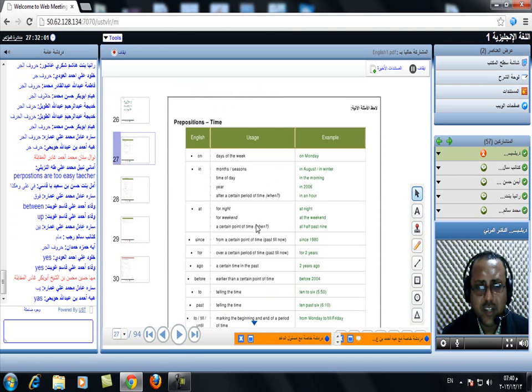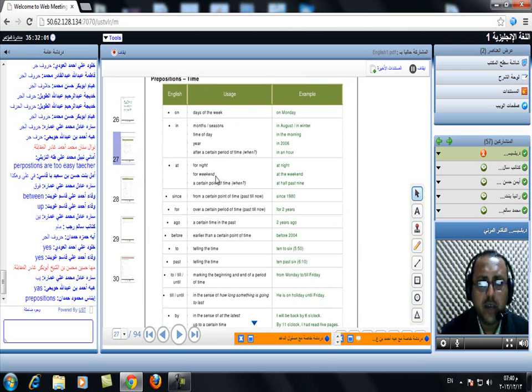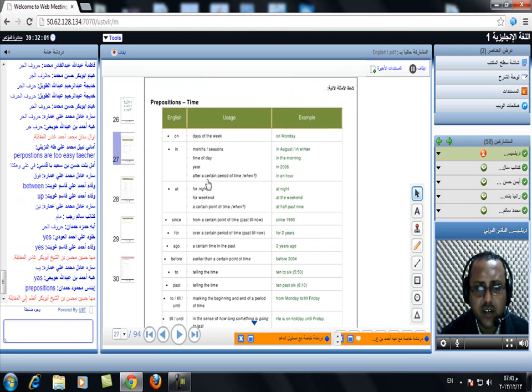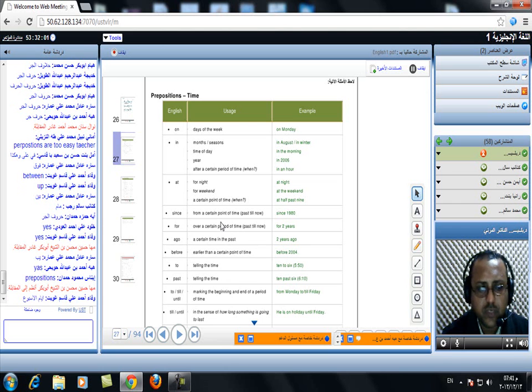Now prepositions. What about the usage? How can we use these prepositions? استخدام حروف الجر. خلوكم معي هنا. On prepositions of time. أولا نبدأ بالتايم. استخدام حروف الجر في الوقت. On is used with the days of the week. So you can say on Monday, on Tuesday, on Friday, on Saturday, and so on. This is number one.